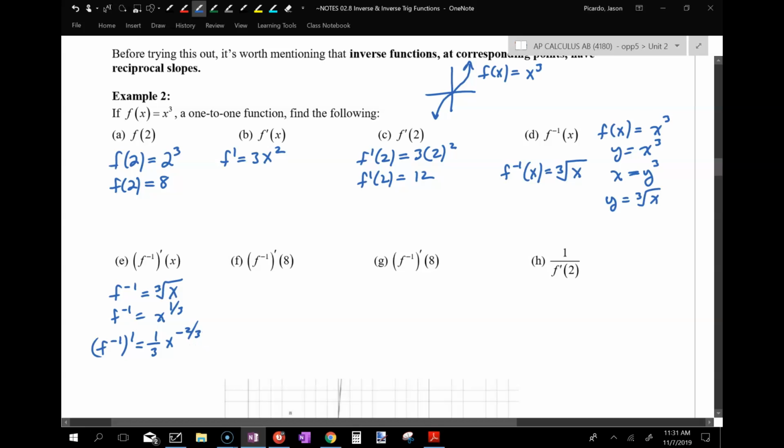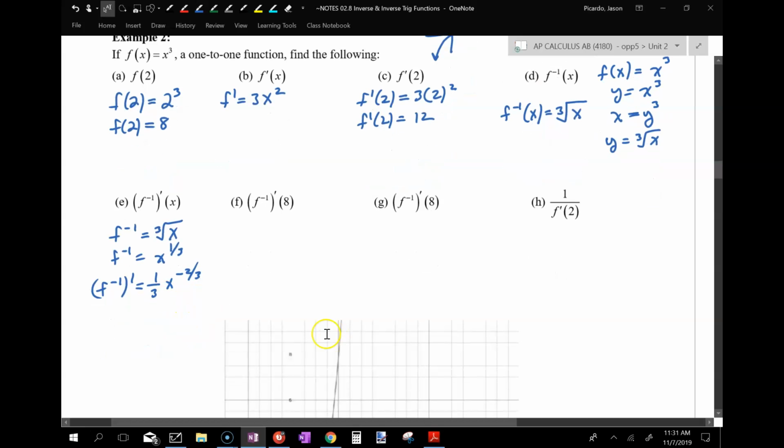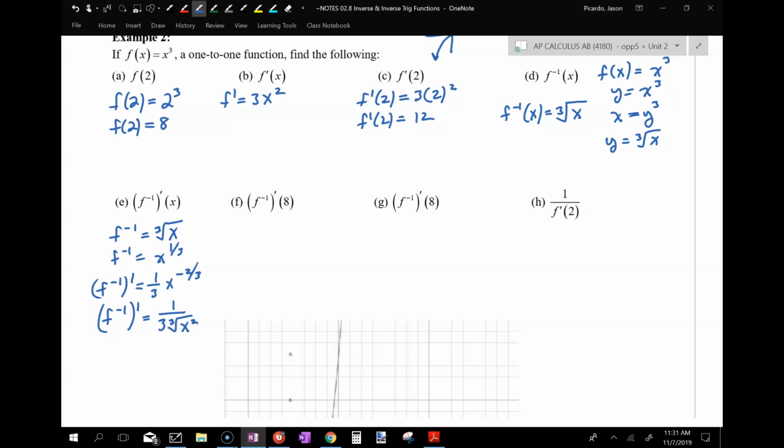Can I write that a different way? Make that look a little prettier? One over cubed root of x squared. Very good. Why did I put that on the bottom? Because it was a negative exponent. Yeah, good.